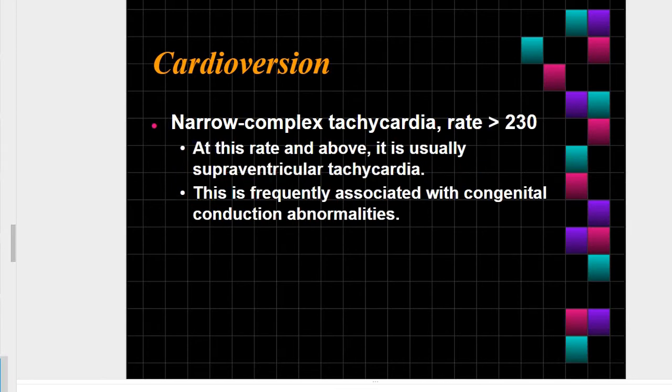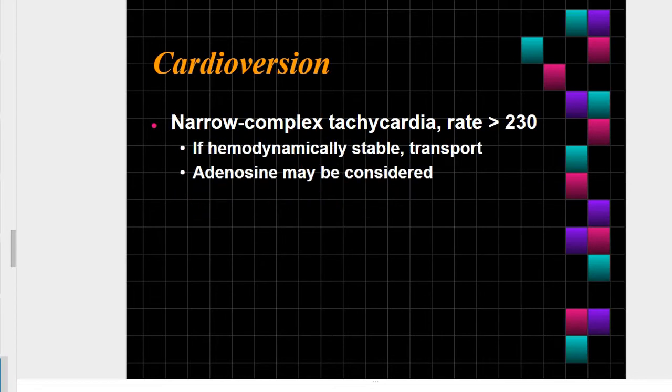Narrow complex tachycardias at a rate over 230, and these numbers are important, below 200, greater than 230. If it's above 230, it's usually some sort of a supraventricular tachycardia, frequently associated with some sort of a congenital conduction abnormality. These are the ones you're typically going to cardiovert. If they're hemodynamically stable, transport them, watch them. Maintain normoxemic oxygen levels, get them someplace that has the ability to handle this sort of situation. You may consider adenosine.